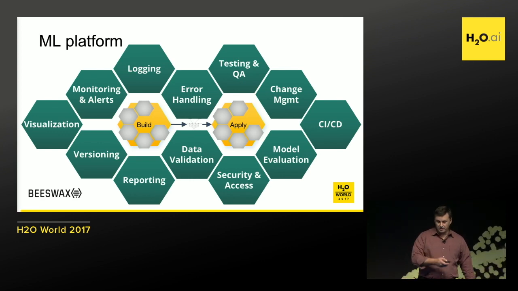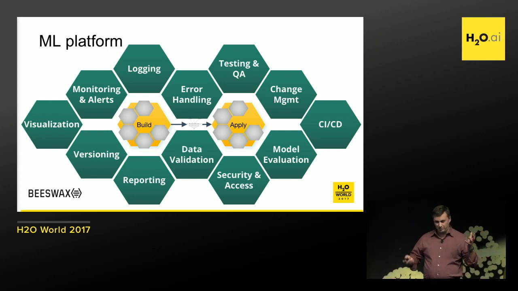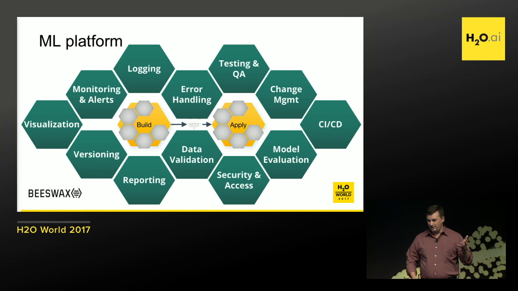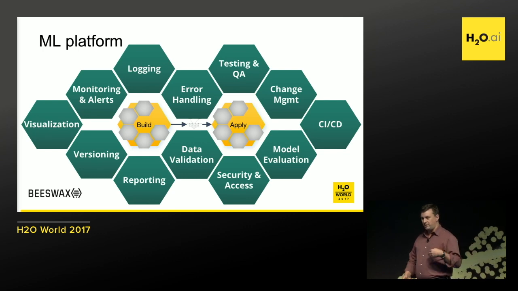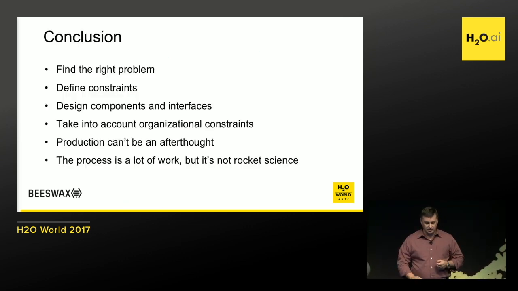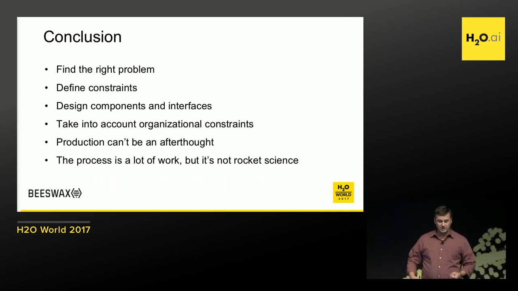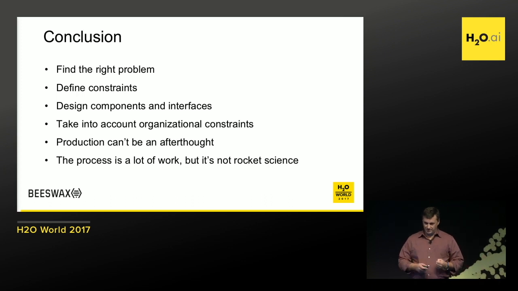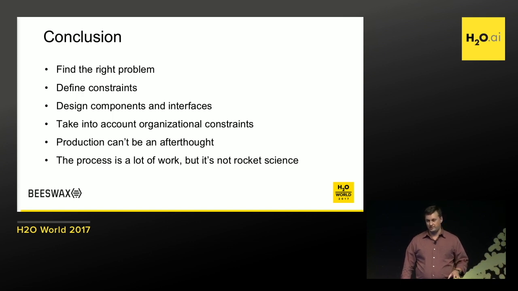And so I want to leave you with this picture in mind that basically production cannot be an afterthought. It's complex. We need to think about it up front. And to conclude, basically, find the right problem, define your constraints, design components and interfaces, take into account organizational problems and organizational constraints. And yes, it's a lot of work, but it's not rocket science. It can be done. Thank you.